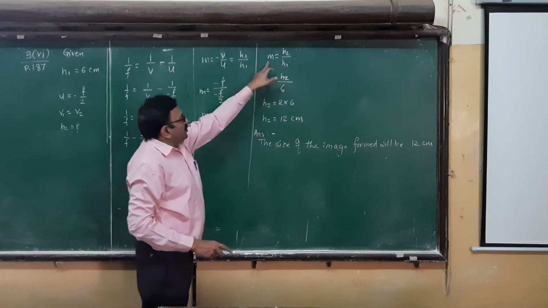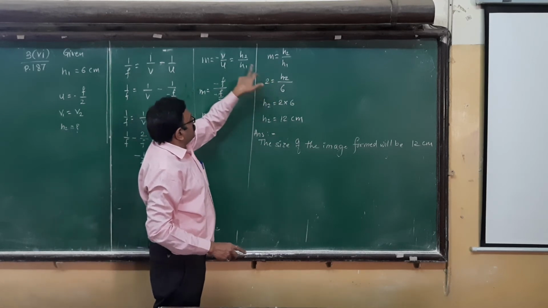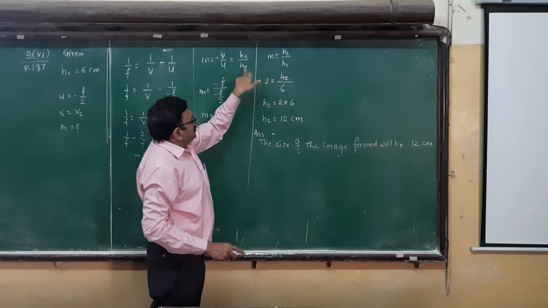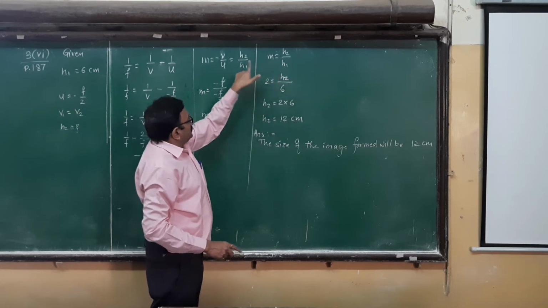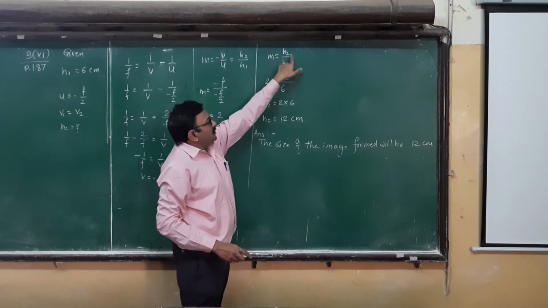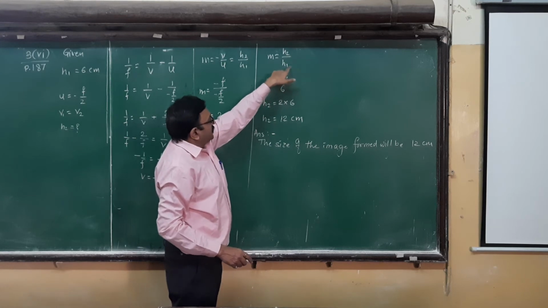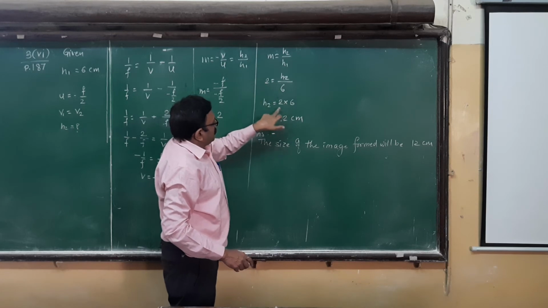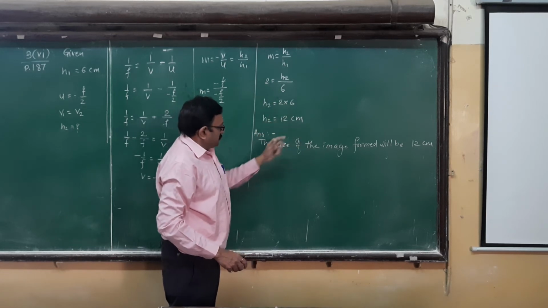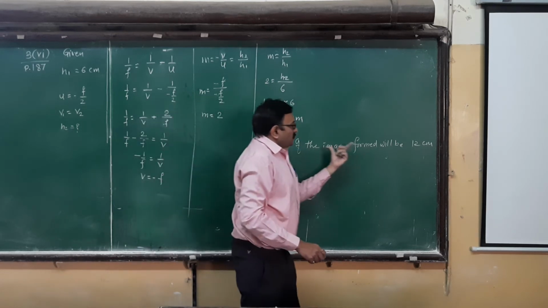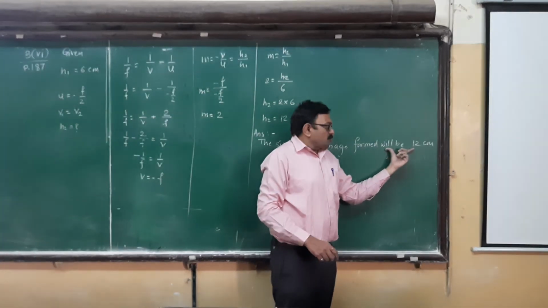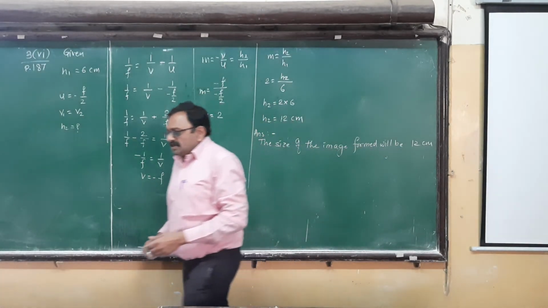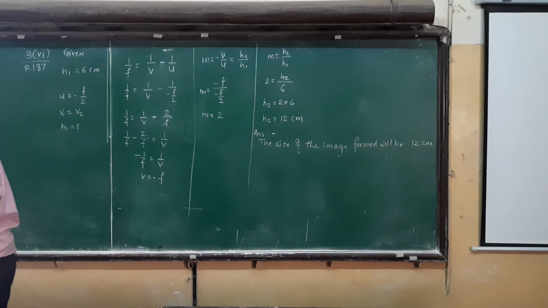In the next step, we substitute that magnification is 2, size of image and size of object. Here we will say that H2 is the size of image and H1 is the size of object. Therefore, H2 upon 6, we transfer this to this side, we get H2 is equal to 12 centimeter. Therefore, the size of the image formed will be equal to 12 centimeter. This is the one numerical from your text which is unsolved on page number 187.